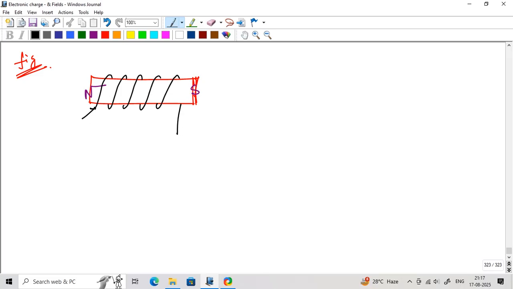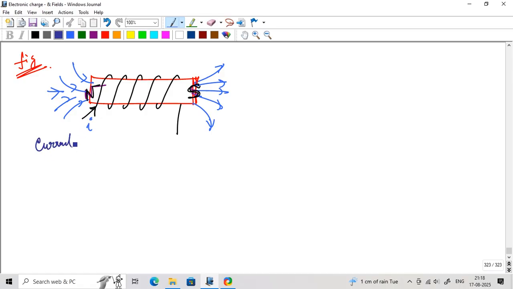Okay, so the current is in that direction, towards that direction. Inside and outside the field goes from the south pole. Here there's a north pole, there's a south pole. So the current increases here, keep in mind, the current increases.